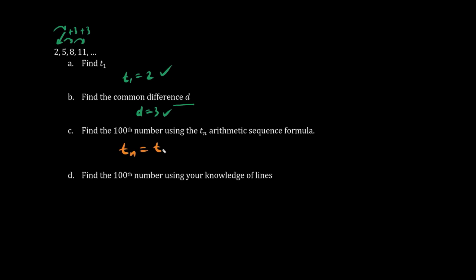Tn equals t1 plus n minus 1 d. We have t1 is 2. We have d as well. And we also have n, which is 100. So t100, this subscript means we're talking about the 100th term, equals the first term t1, which is 2, plus 100 minus 1 d, which is 3.